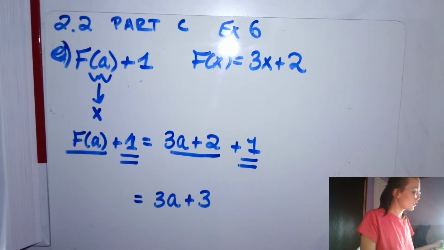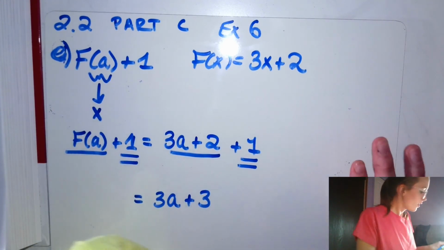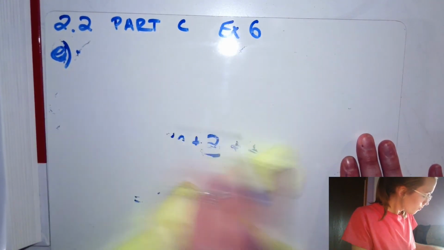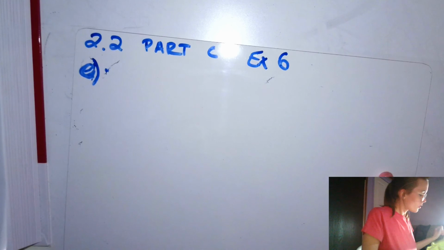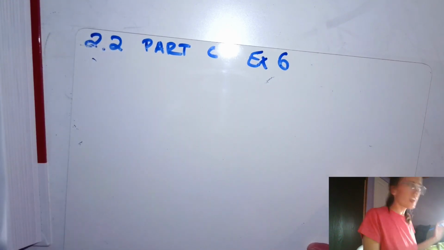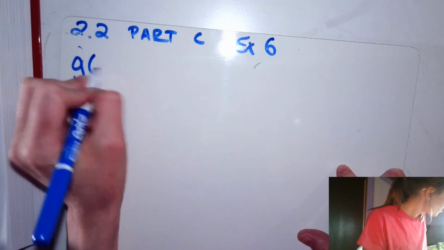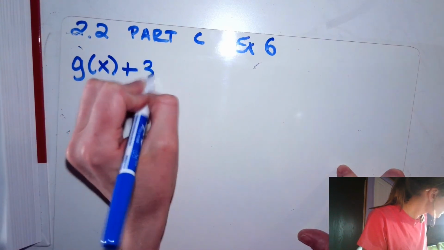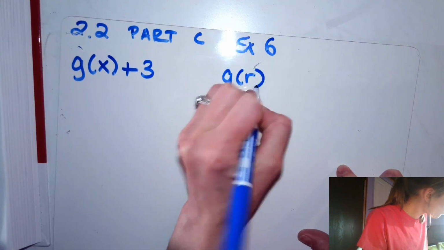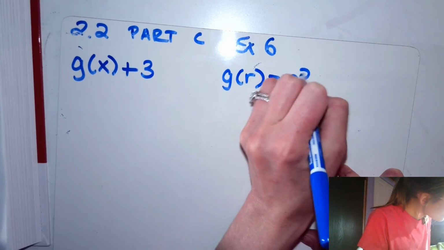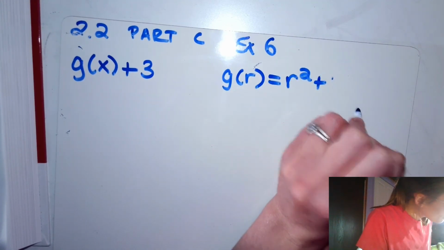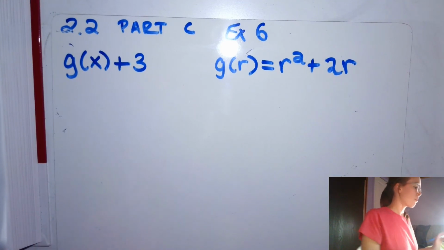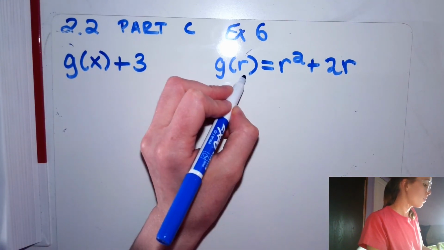Okay, let's do another example similar to part E. So say you're looking for g of x plus 3 when g of r equals r squared plus 2r. Okay, so you'll replace r with x.